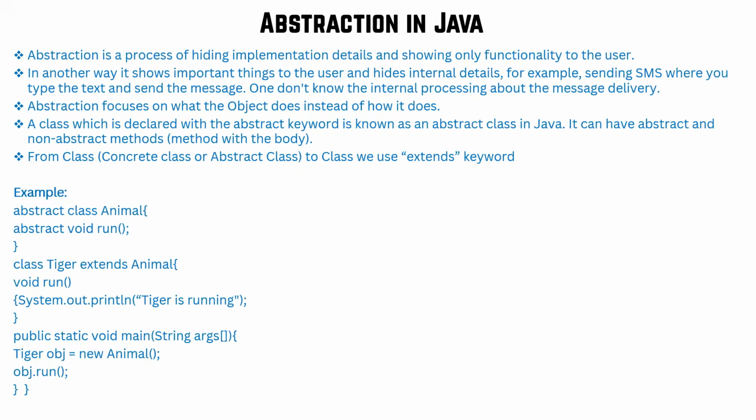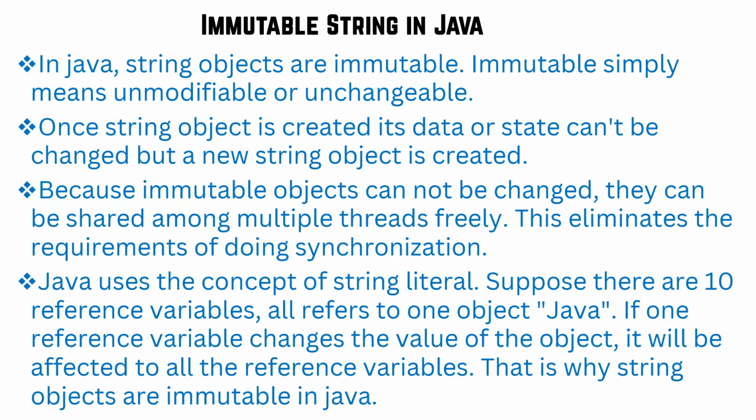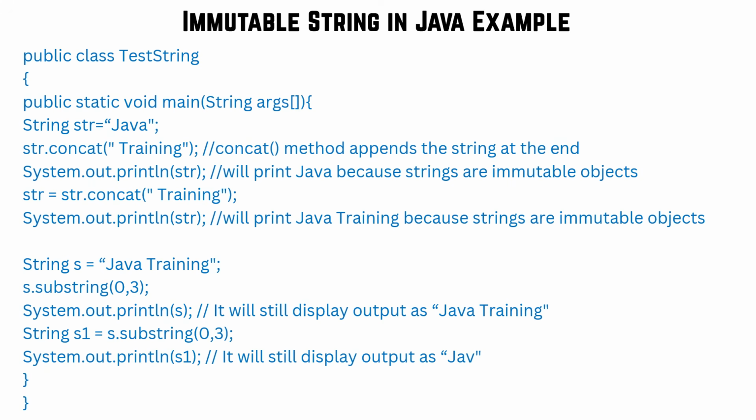I'll be explaining one more time whatever we covered so far today, and in case of any questions, we can take them forward. In Java, string objects are immutable in nature. Immutable simply means that it cannot be modified or changed. One string object is created, its data or state cannot be changed, but a new string object can be created. Because immutable objects cannot be changed, they can be shared among multiple threads freely. This eliminates the requirement of doing synchronization.